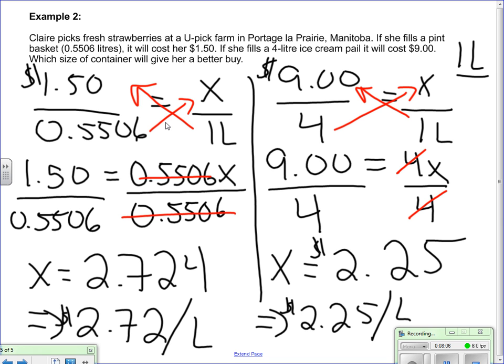Doing a comparison of these two numbers, I can determine that it's actually more economical to go with the 4-liter ice cream pail. And that will give me a unit price of $2.25 per liter as opposed to $2.72 per liter if I just went with a pint.